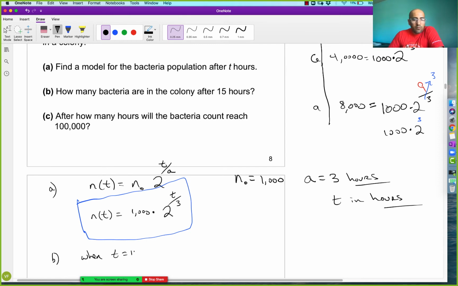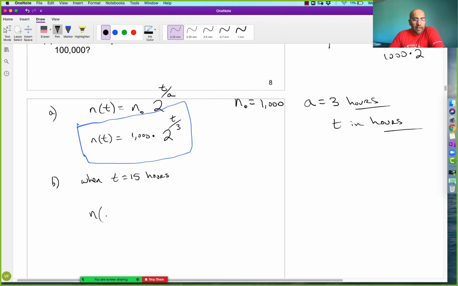When t equals 15 hours, we have this function, N of 15. N of blank equals 1,000 times 2 to the blank over 3. And we're looking for 15 there and 15 there. Oh, okay, it's still going to be a pretty easy one, right? Because it turns into a 5. 2 to the 5th power is still a nice, pretty whole number. And so this is still something we could easily do without a calculator. 2 to the power of 5 is 32. So the answer is 32,000 bacteria after 15 hours.